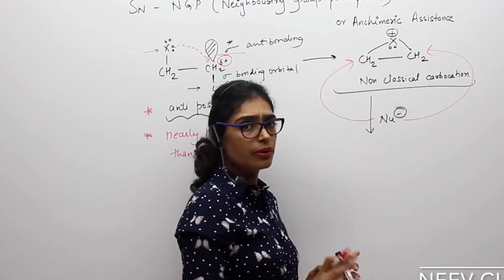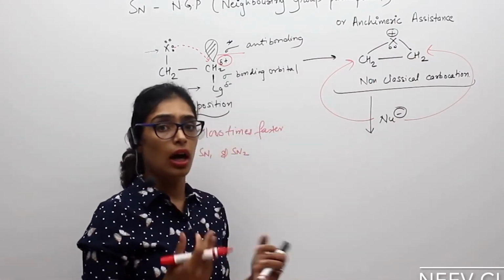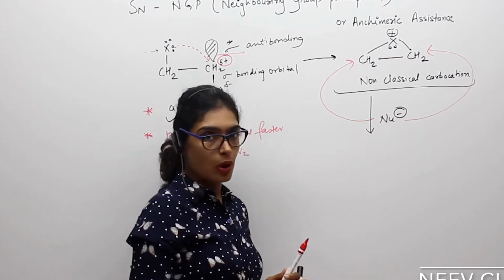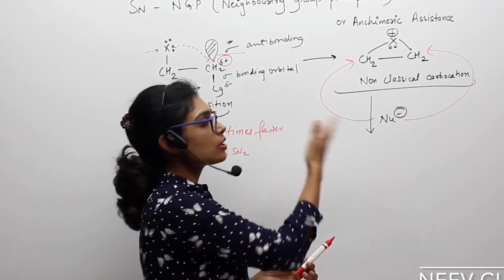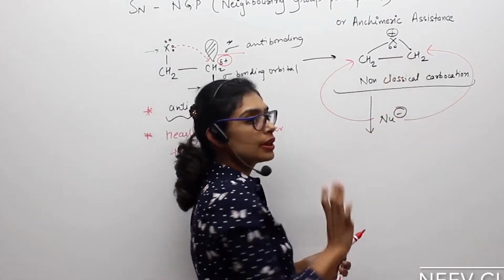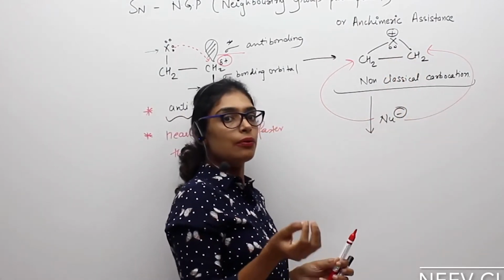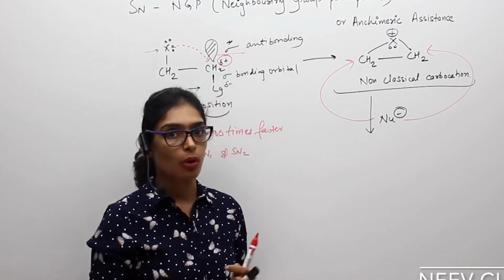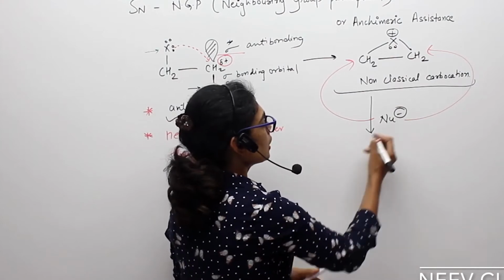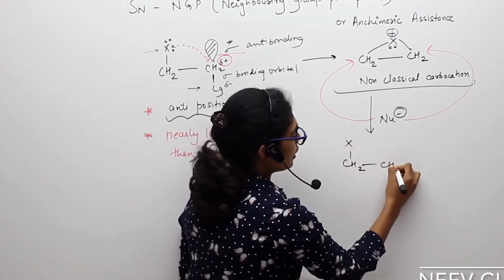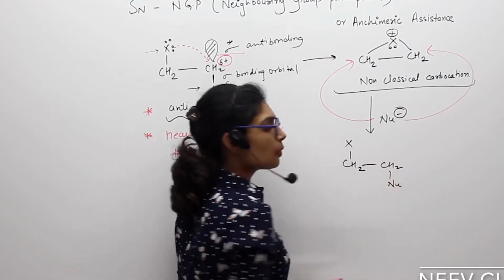Because this molecule is symmetric, it won't matter on which carbon the nucleophile is attacking, and hence we'll get one single product. In other cases where the chain is not symmetric, you will get different products formed depending upon which carbon it is attacking. So basically two different carbons are a site to attack, and we get two different products. Here we will get CH2X, CH2 nucleophile. This will be the product formed.